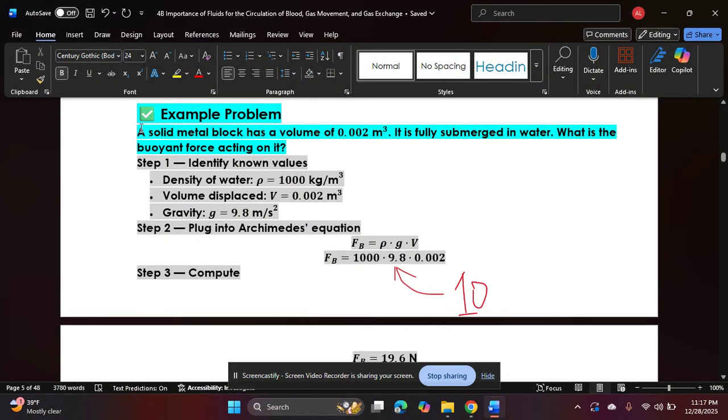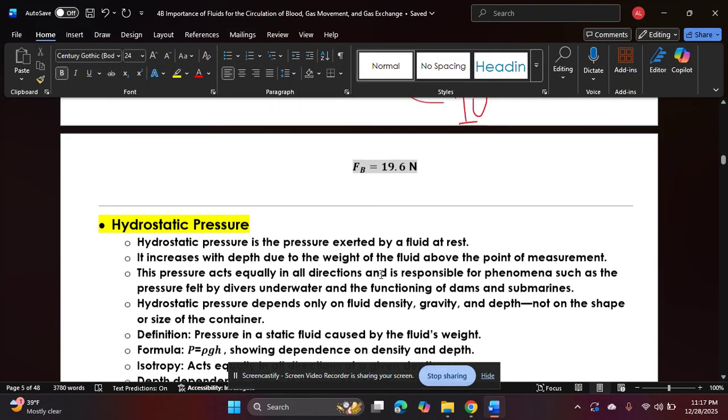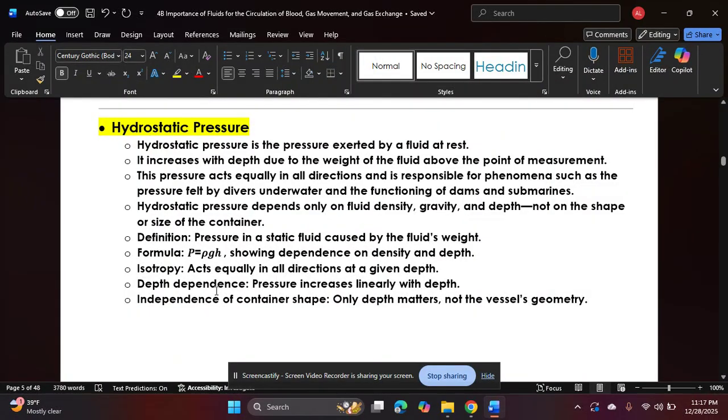Again, let's try another example. A solid metal block has a volume of 0.002 meter cube. It is fully submerged in water. What is the buoyant force acting on it? We are asked to find FB. So FB equals rho g V, right? So computing, FB is equal to 19.6 newtons. Alright, so that was an easy example.